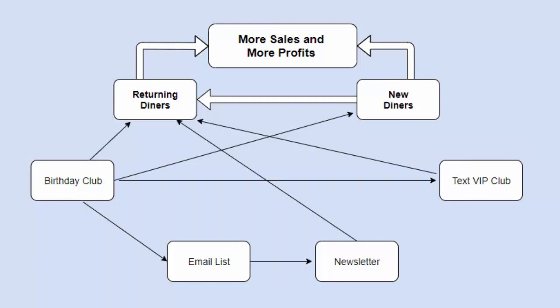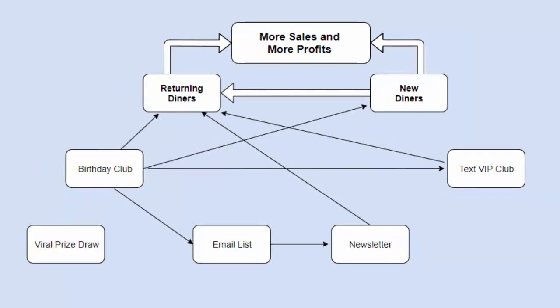A large, targeted local email list is one of the most profitable assets that you can have for your restaurant, because we can use it to increase your customer numbers month after month after month. And because it is such a valuable asset, we don't just wait for it to grow with birthday club members, we also grow it in the fastest way possible by running a monthly viral prize draw.